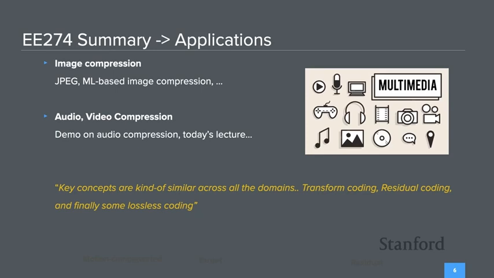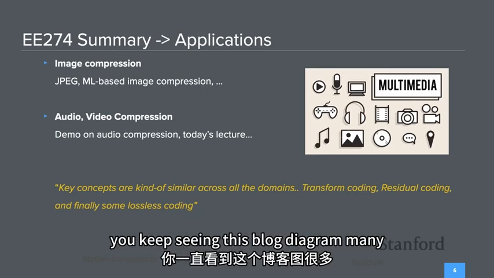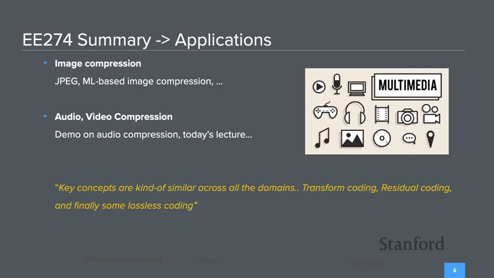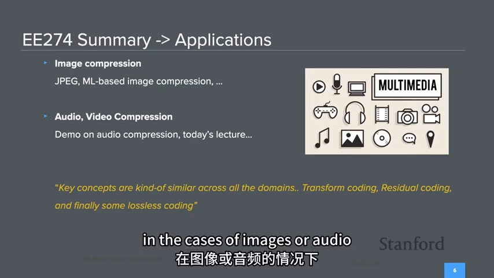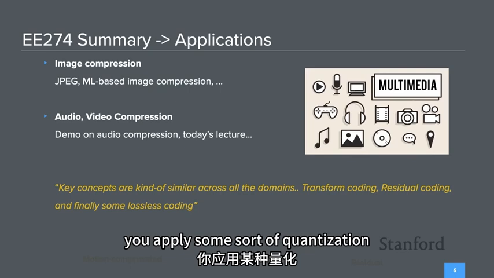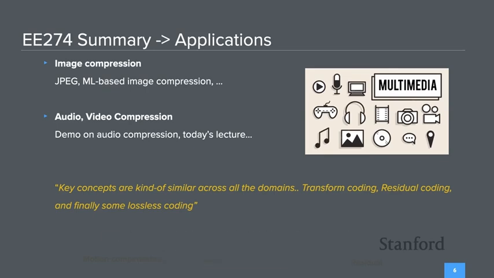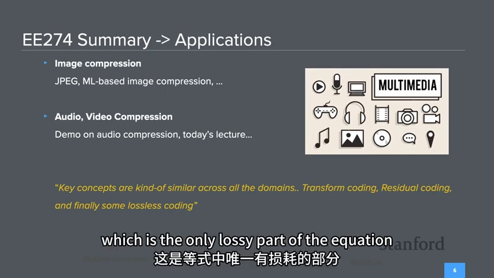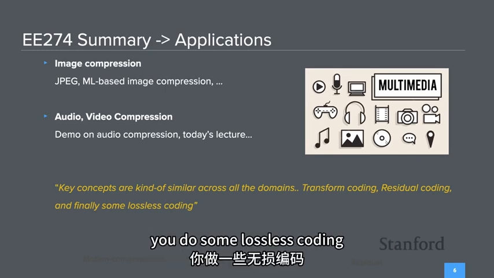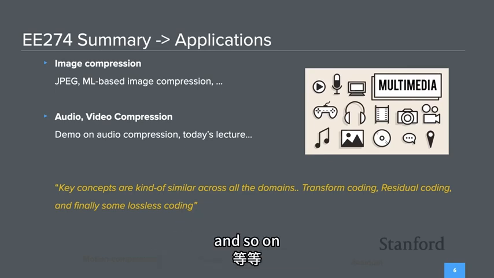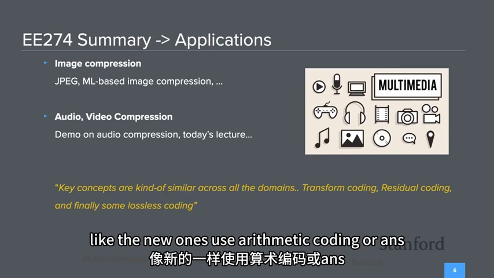And as you might have noticed, you keep seeing this block diagram many, many times. You start with something, you transform it to decorrelate it. Then in the case of images or audio, you apply some sort of quantization. In the case of video, there is this residual thing happening where you subtract, compensating for the motion and so on. And after you do this quantization, which is the only lossy part of the equation, you do some lossless coding. Here you can use any of your lossless coders. In fact, PNG uses LZ77, JPEG uses Huffman coding, and the newer ones use arithmetic coding or ANS.